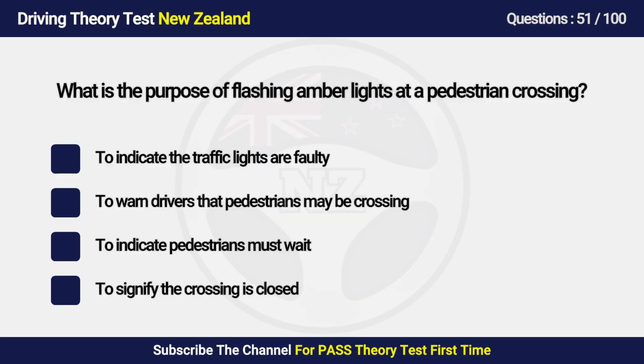What is the purpose of flashing amber lights at a pedestrian crossing? A. To indicate the traffic lights are faulty. B. To warn drivers that pedestrians may be crossing. C. To indicate pedestrians must wait. D. To signify the crossing is closed.